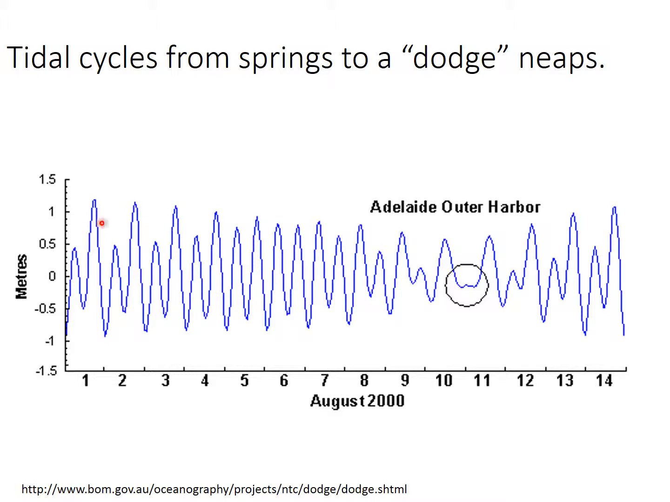And you can see how the magnitude of these tides change. So we get spring tides here, where the Moon and the Sun are kind of lined up. And where they're not lined up, you get these neap tides, which are smaller in amplitude. So you get lots of different periods of change. And sometimes you get this thing called a dodge tide, where the two exactly cancel each other out, and you get nothing.